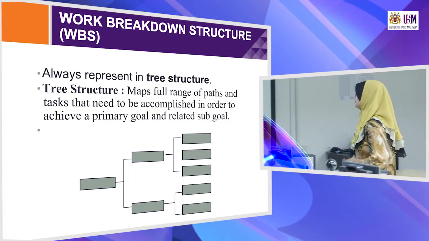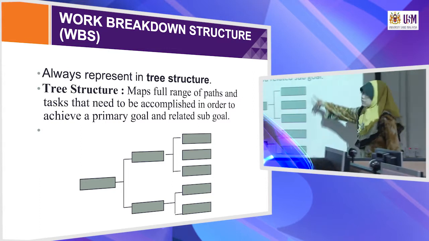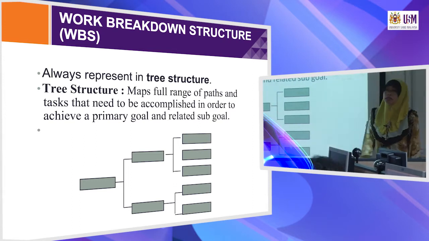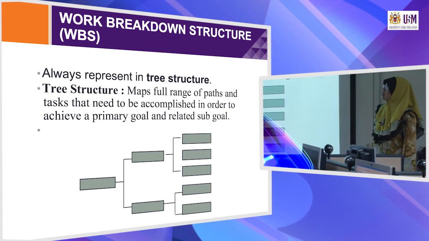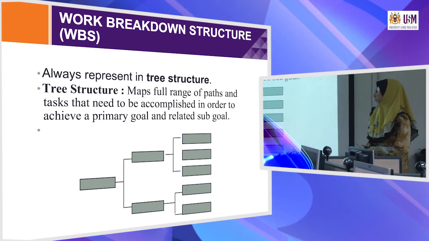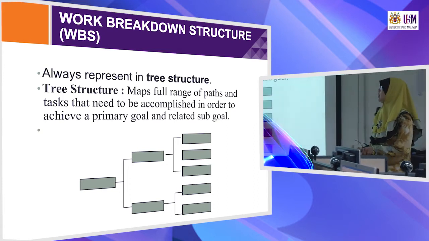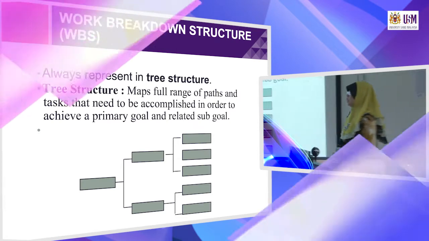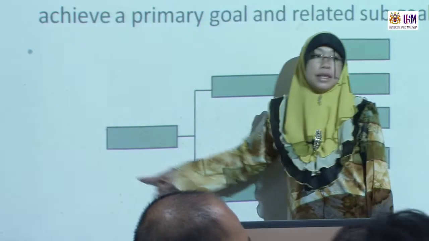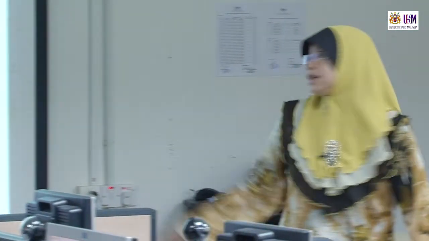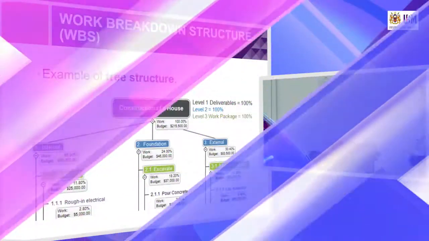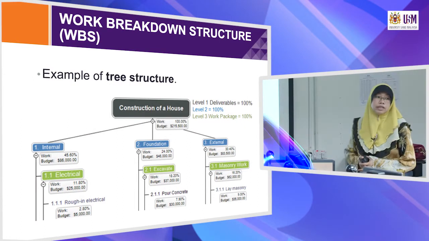So this is an example of a tree structure. It's a map, the full range of paths and tasks that need to be accomplished in order to achieve a primary goal and related sub goals. So this would be the main goal, that is the project. Then we divide the project into sub-categories, sub-phases. This is an example of a tree structure.